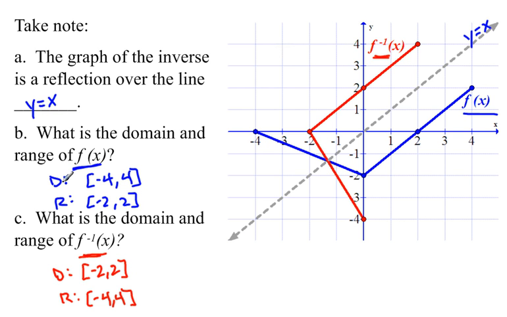And that makes sense because domain is x values, and when we switch x and y, down here they become our y values, which is our range, and our y values in the range here become our x values here.